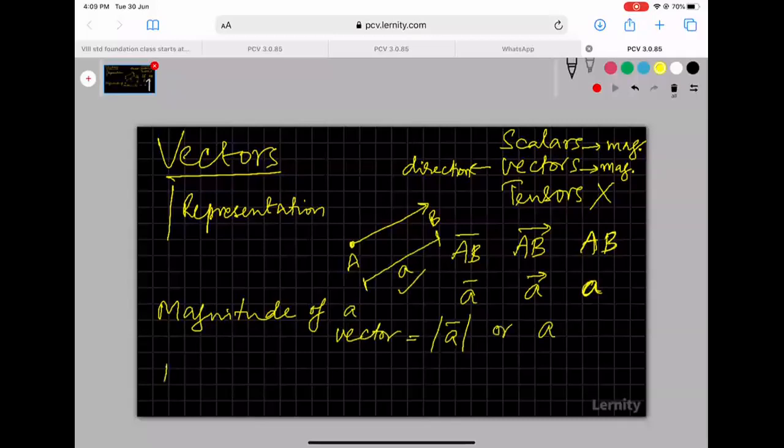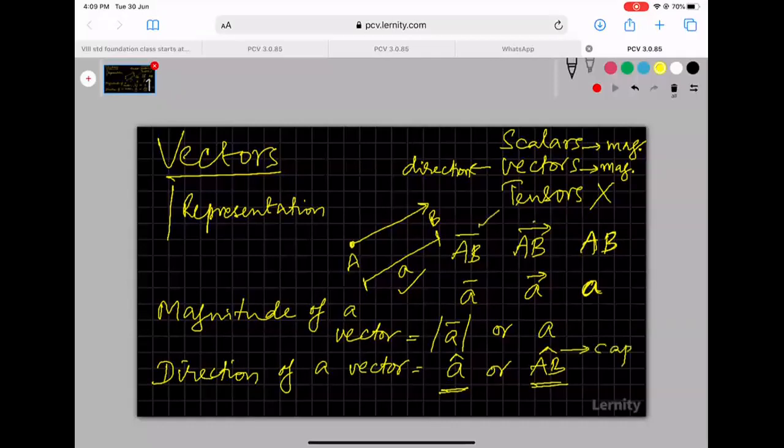Direction of a vector is specified using what is called a unit vector, and you write it as A cap. We read it as A cap. We write it as shown, A cap or AB cap. There is no bolding here. This is called a unit vector. This is also a unit vector. A unit vector is distinctly shown with a cap above the term. Bar, arrow, etc. denotes that it's a vector. A unit vector is specifically written with a cap on the head.